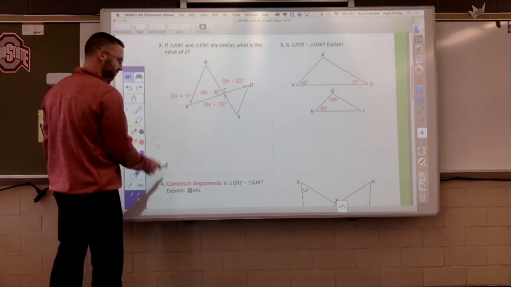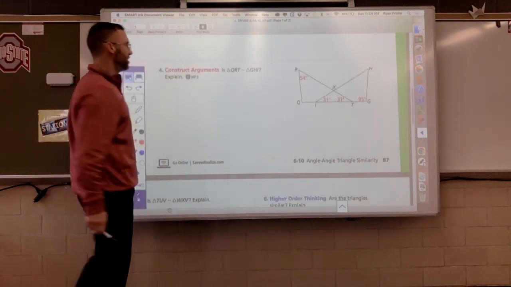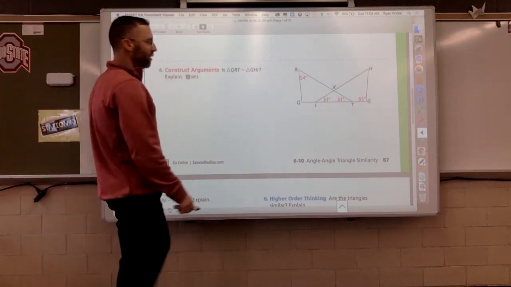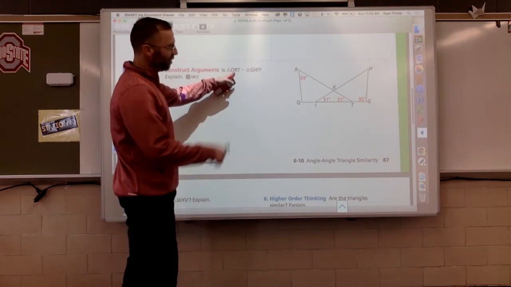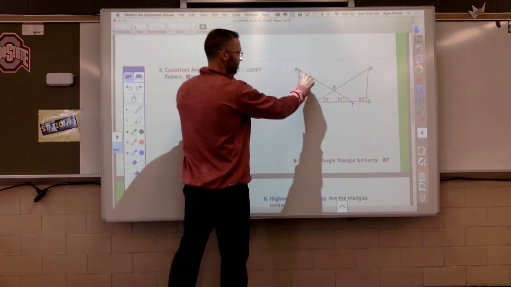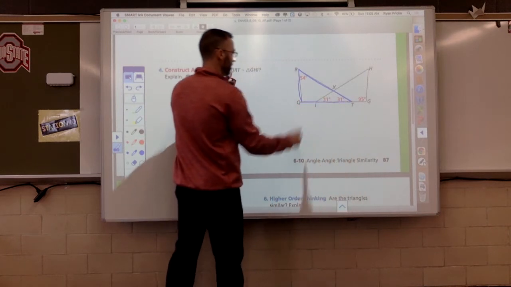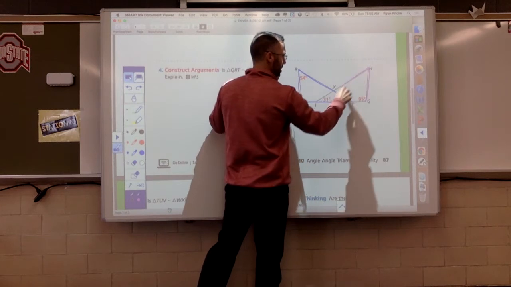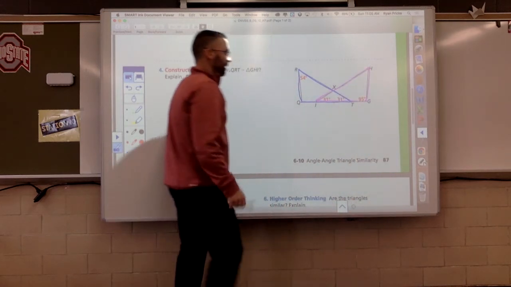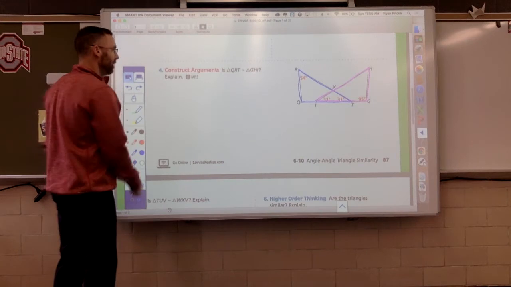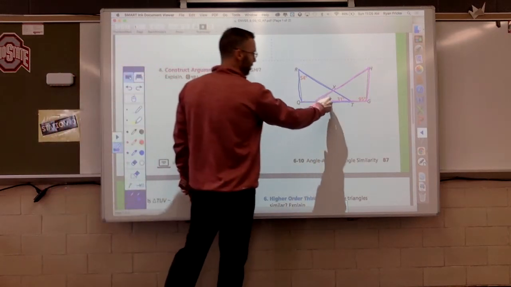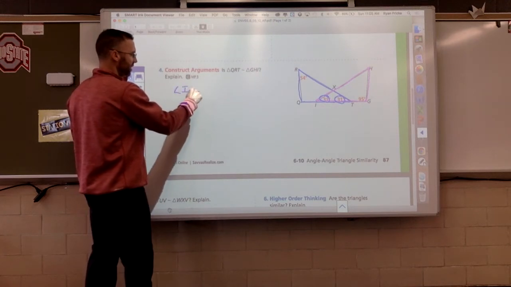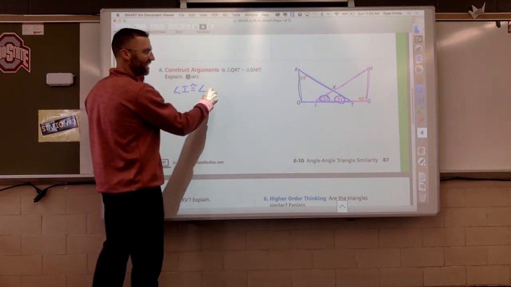Okay, moving on down. Are these two triangles similar? Once again, we just have to determine. If you're having trouble seeing the triangles, QRT, there's one triangle. Second triangle, GHI. Well, I see one pair of angles that are the same, 31 and 31. So angle I is congruent to angle T.